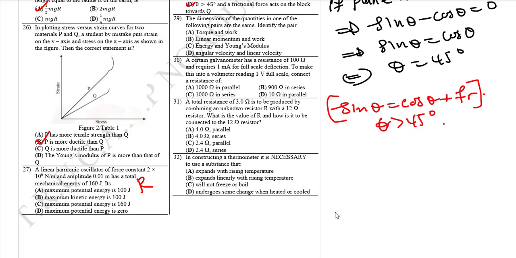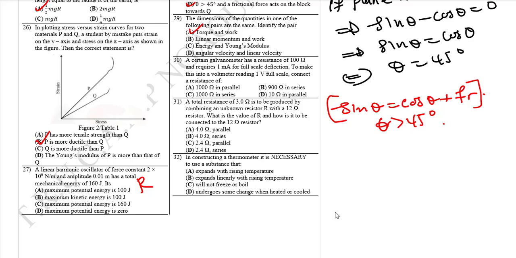So let's begin with the units. Torque is the rotational moment, so it's Newton meter. Work done, Newton meter, so the correct option is A. The others are wrong. Linear momentum is kilogram meters per second, and this is not Newton meter, so it's wrong. Energy, Newton meter. Young's modulus, stress on strain, so it has the units pascals. Angular velocity is in rads per second, and linear velocity is in meters per second, so the correct option here is A.